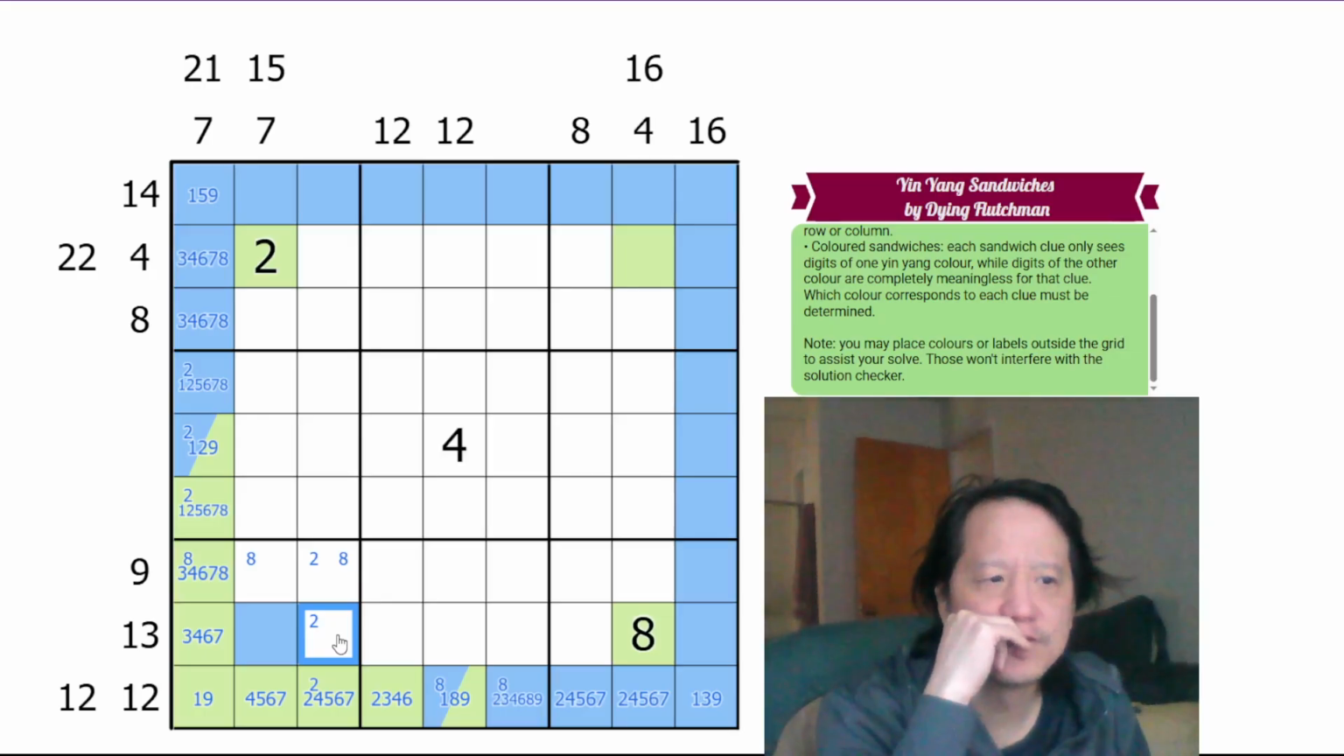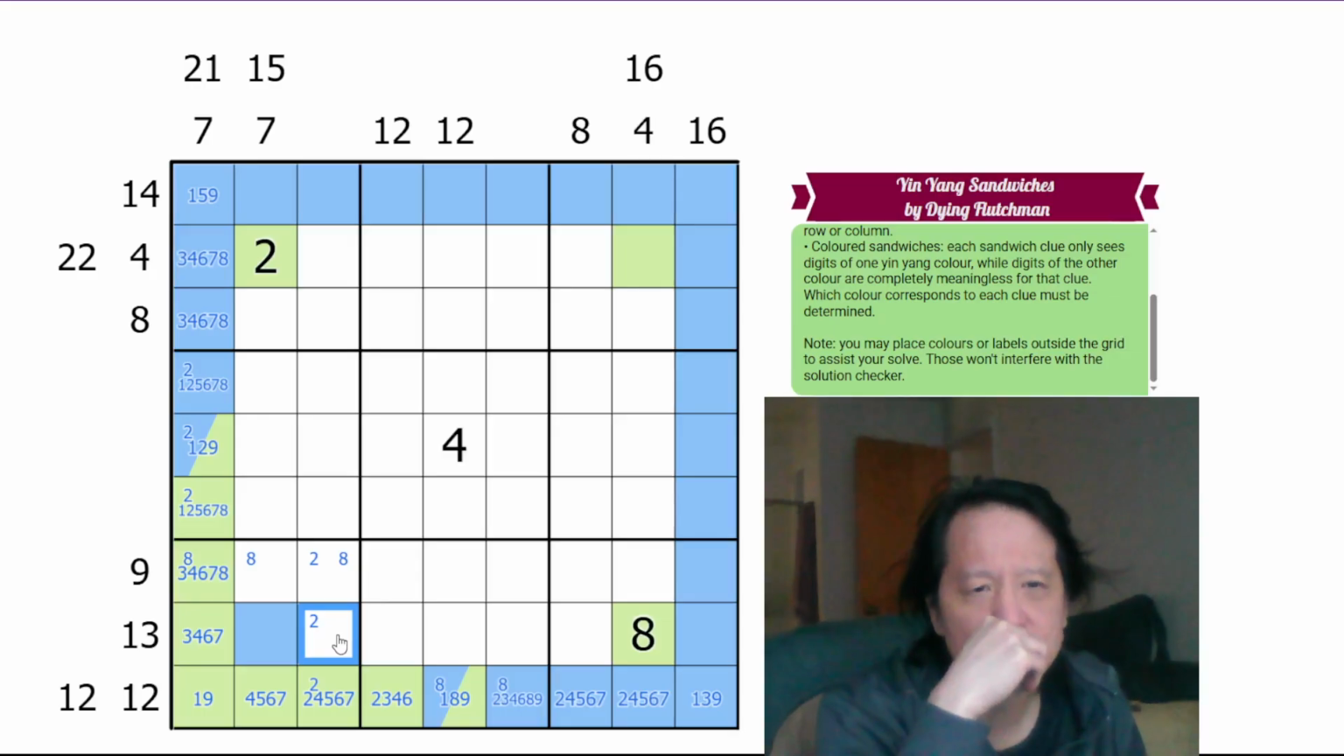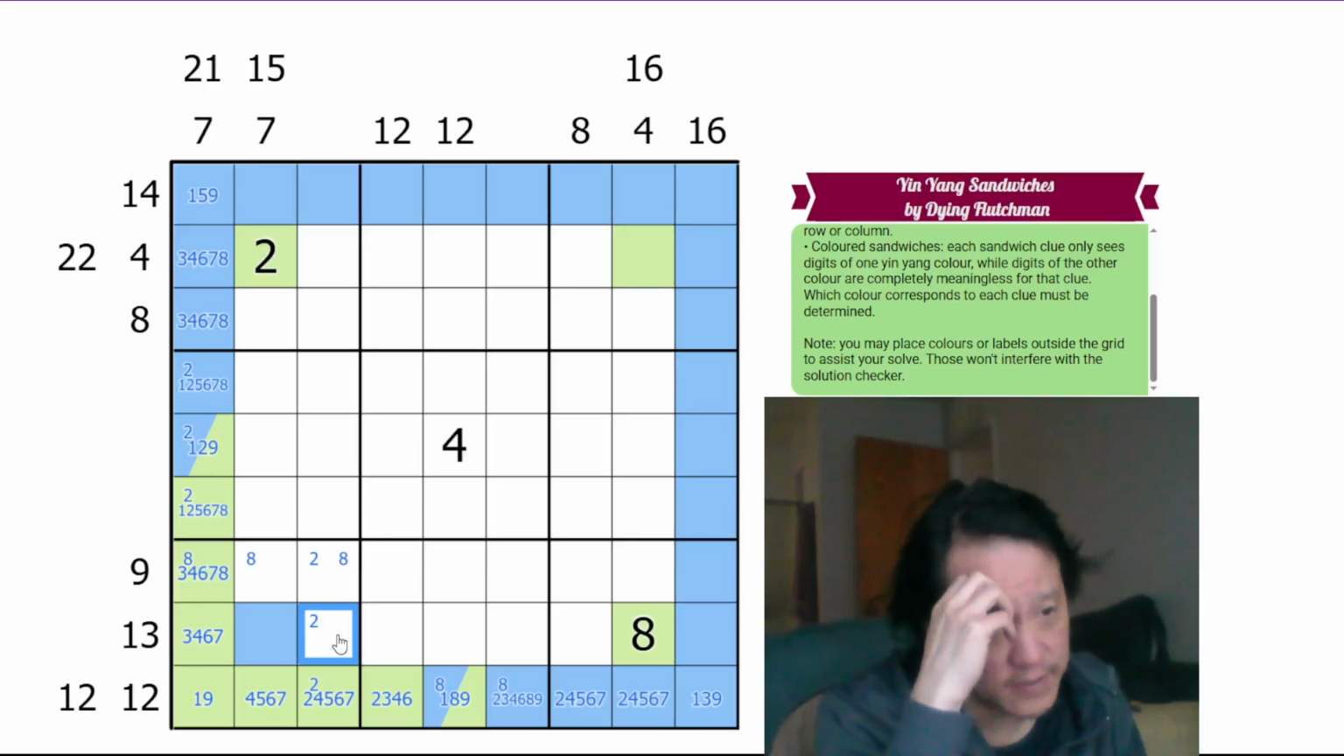The sandwiches in row 1 and column 9 aren't restrictive, so we don't really have very much information there either. 14 and 16 are just, that's just, it could be many things in between.